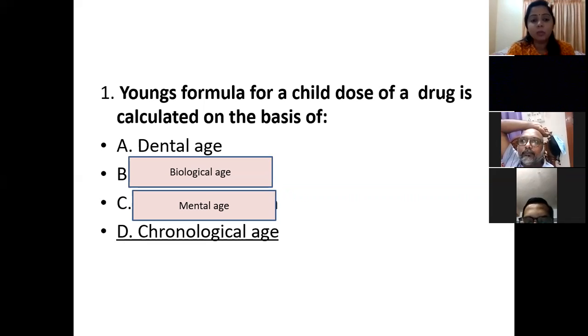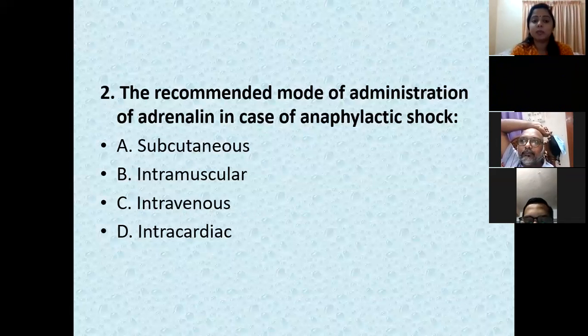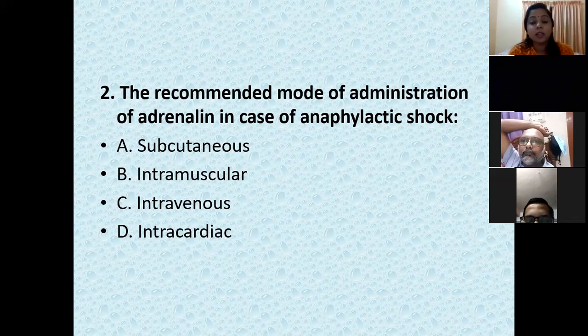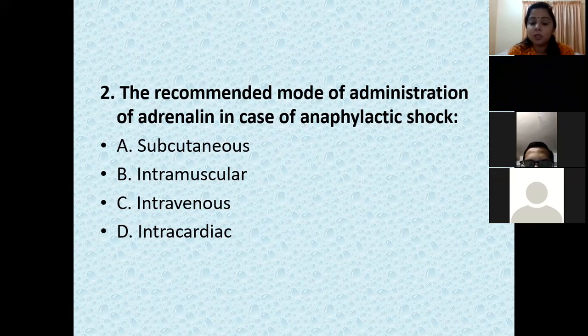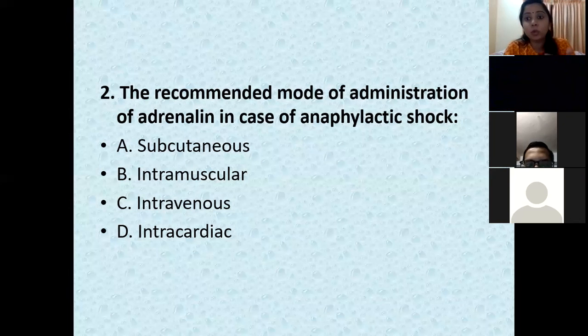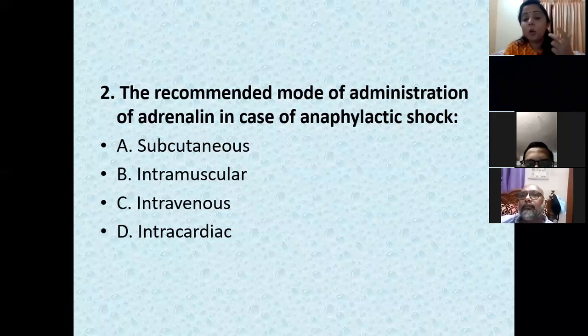Okay. Now we'll move on to the next question. The recommended mode of administration of adrenaline in case of anaphylactic shock. A, subcutaneous, B, intramuscular, C, intravenous, D, intracardiac. This question was also asked in the previous 2 years. It was continuously asked, as the drug of choice. So you have to know what the drug of choice is in that, and how it is administered.